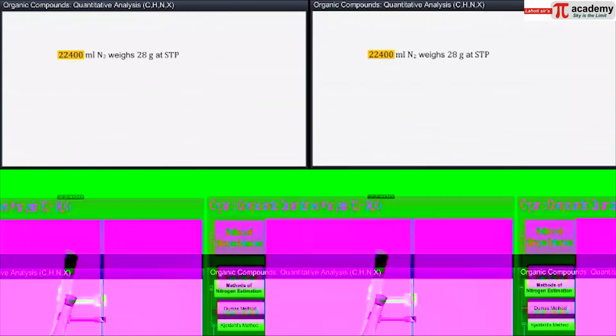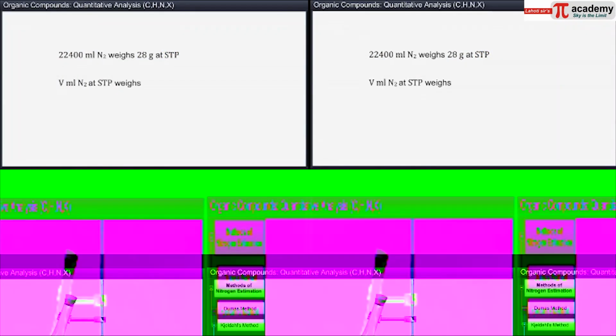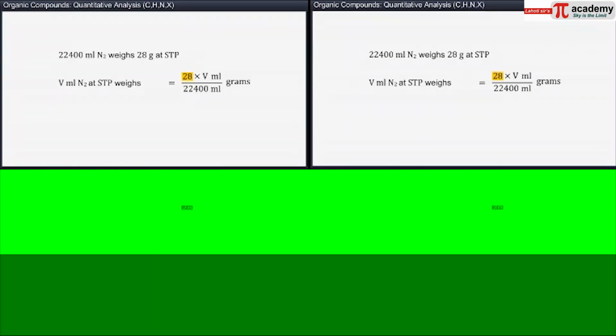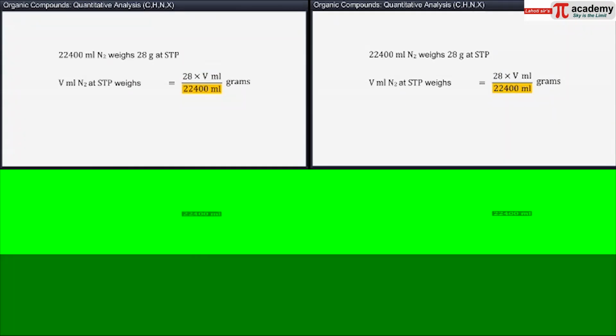As we know, 22,400 ml of nitrogen weigh 28 grams at STP. Therefore, V ml nitrogen at STP weighs 28 multiplied by V divided by 22,400 grams.